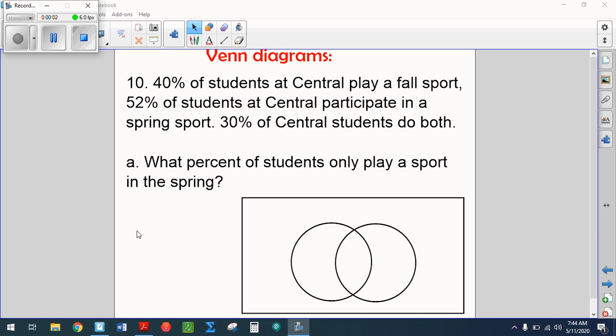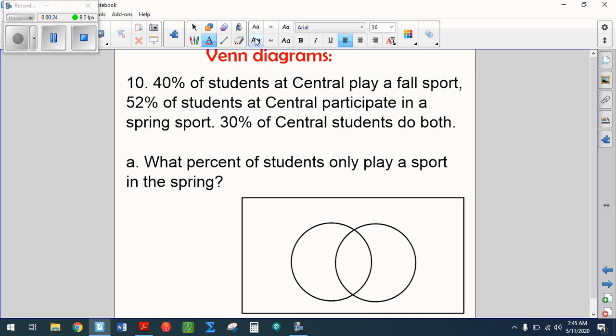Okay, in this video, we're going to learn how to use Venn diagrams to take a look at probability. Number 10 says 40% of students at Central play a fall sport, 52% of students at Central play a spring sport, and 30% do both. What percent of students only play a sport in the spring?